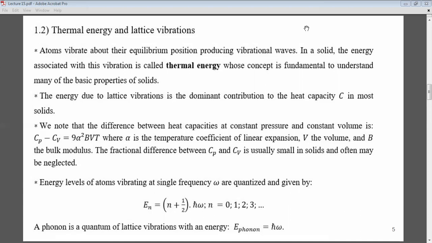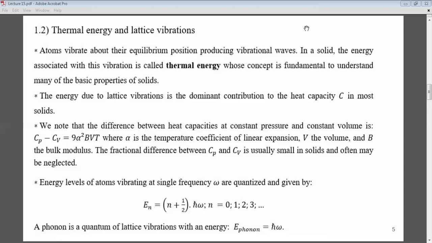We note that the difference between heat capacities at constant pressure and constant volume, which is Cp, the heat capacity at constant pressure, minus Cv, the heat capacity at constant volume, is 9 alpha squared BVT, where alpha is called the temperature coefficient of the linear expansion, V is the volume, B is the bulk modulus. The fractional difference between Cp and Cv, which is 9 alpha squared BVT, is usually small in solids and often may be neglected. That is, people would just say Cp equals Cv.